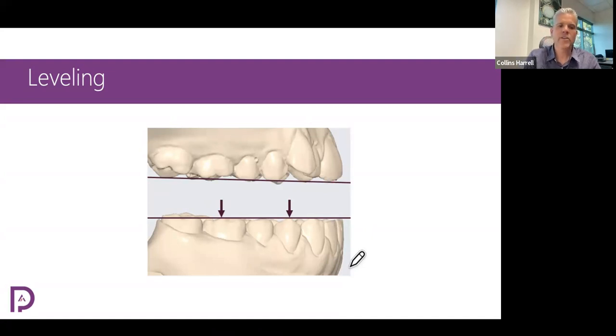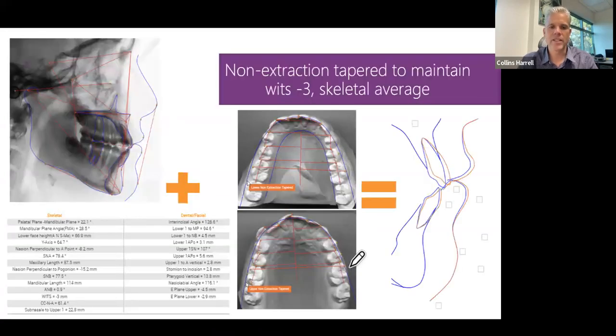Okay, but in our aligner setup, we're going to want to see leveling of the arches and alignment of the teeth. So as you all know, in SmileStream, we're going to work up our cases just like we do for brackets. Okay, we're going to trace the lateral ceph. We're going to get a ceph analysis. We're going to trace the models.